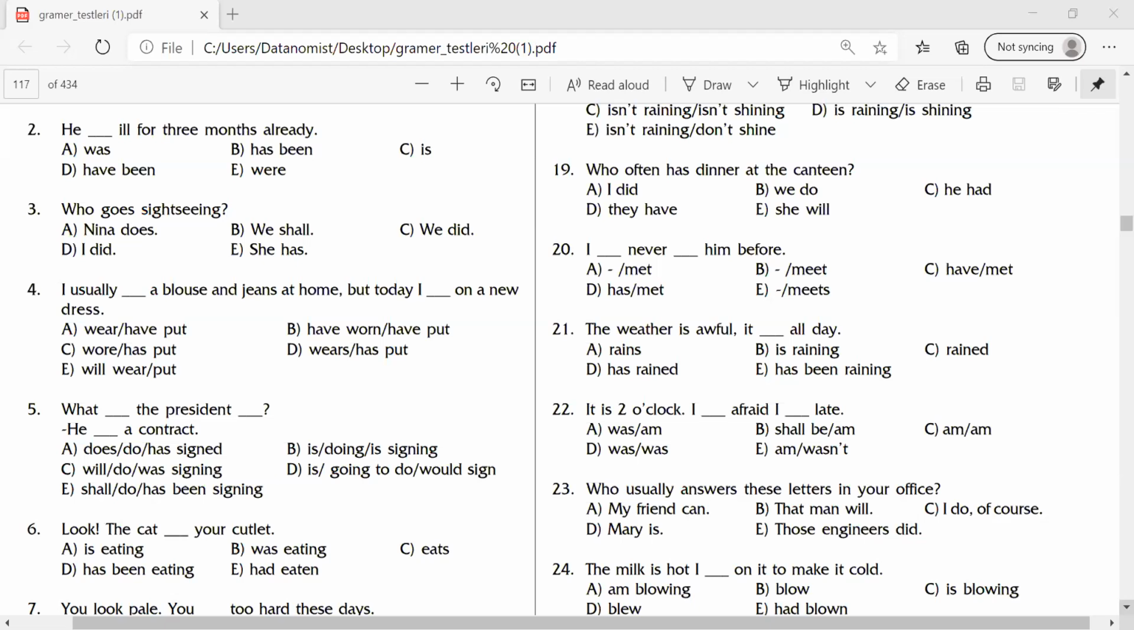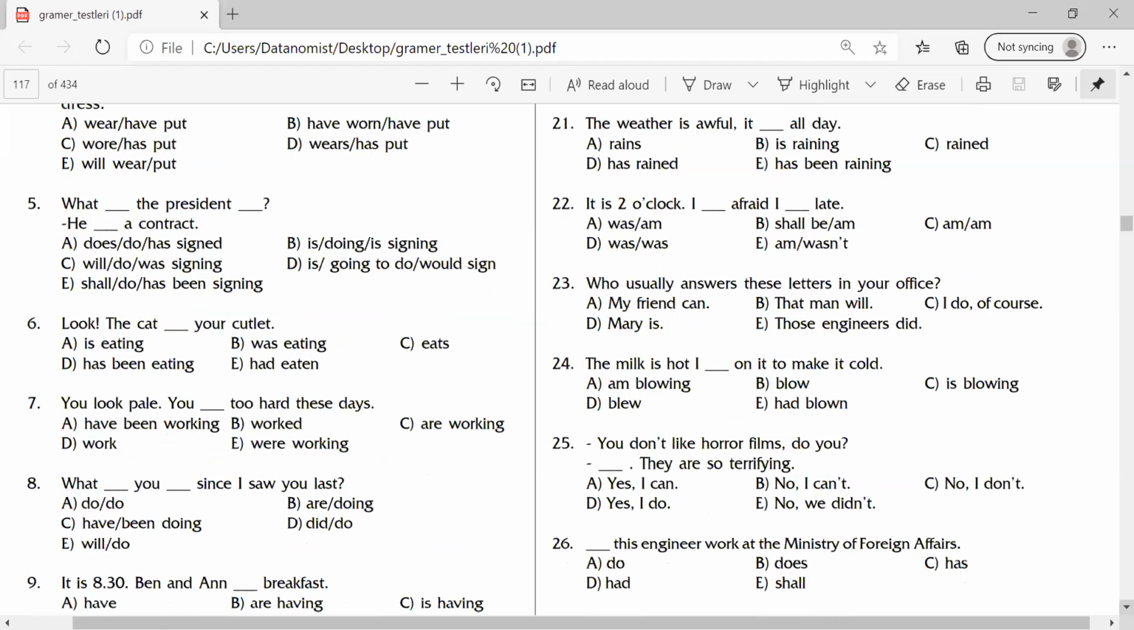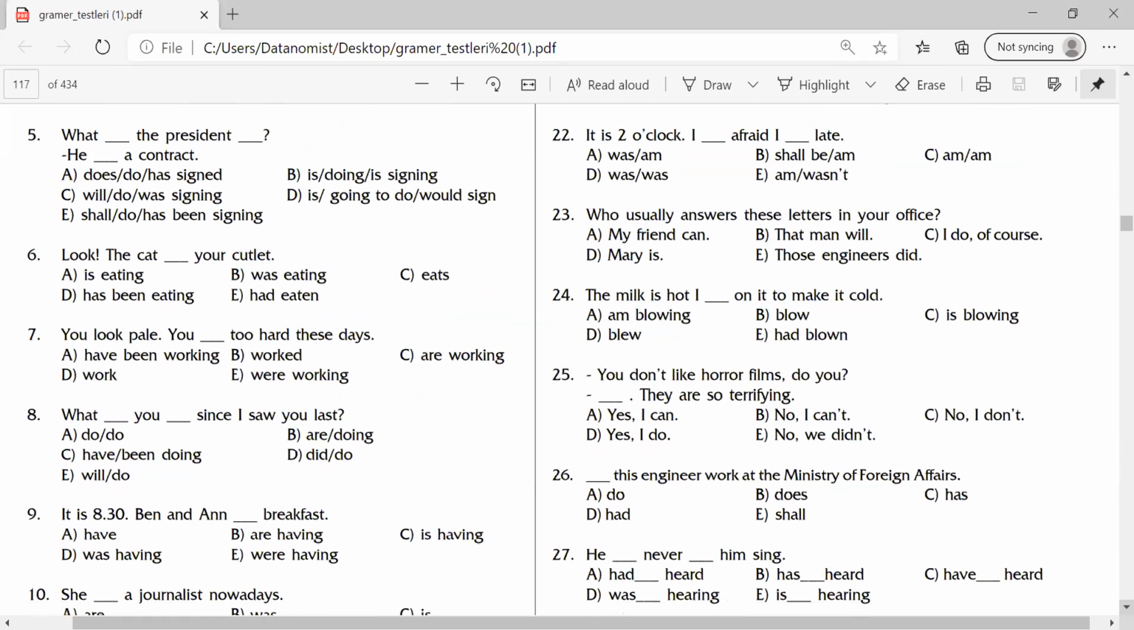Fine. Next. Look at this, the 24th one. The milk is hot. I dash on it to make it cold. What's your answer? See, the clue is here. Yes, you're right. Fine.